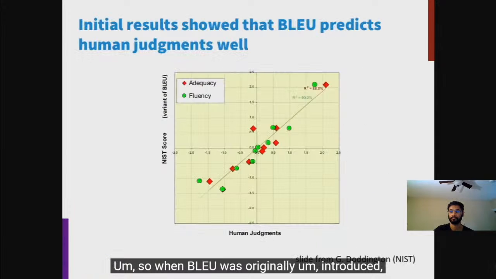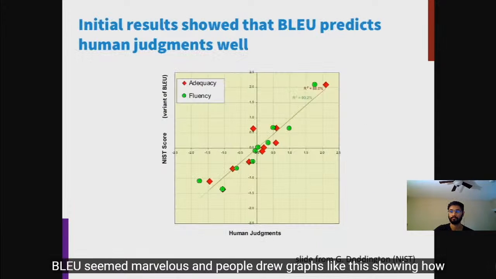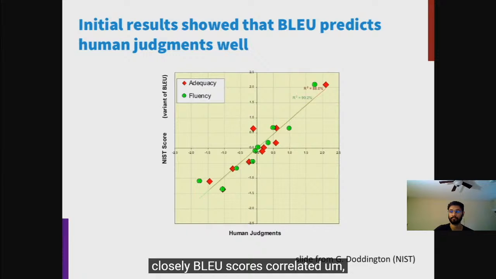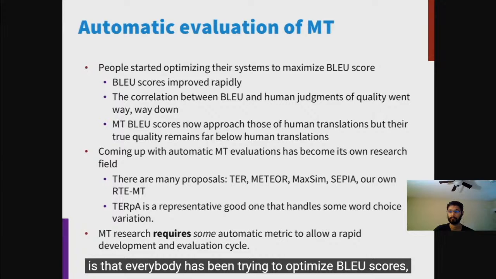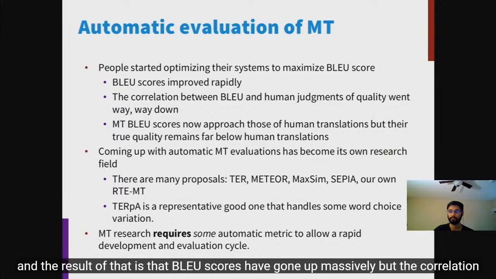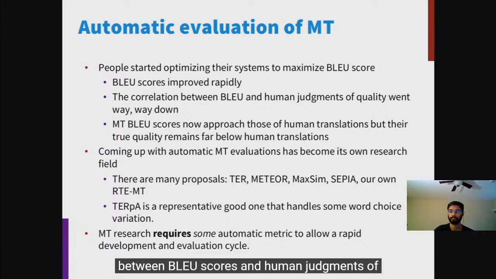So when BLEU was originally introduced, BLEU seemed marvelous, and people drew graphs like this showing how closely BLEU scores correlated with human judgments of translation quality. However, like a lot of things in life, there are a lot of things that are great measures, providing people aren't directly trying to optimize it. And so what's happened since then is that everybody has been trying to optimize BLEU scores, and the result of that is that BLEU scores have gone up massively, but the correlation between BLEU scores and human judgments of translation quality has gone down massively.